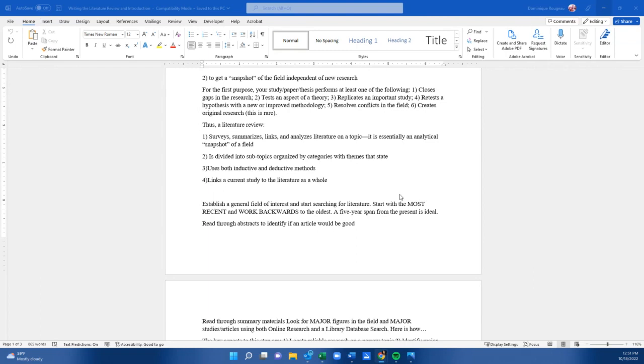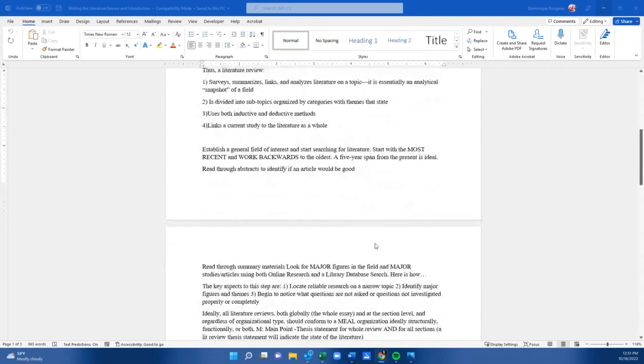So you can't just find something that just mentions the topic that you're studying. It actually has to be relevant to your study. So you need to find literature that supports your study. It's even okay to find literature that does not support your study if you talk about how your study will address what that literature is demonstrating.